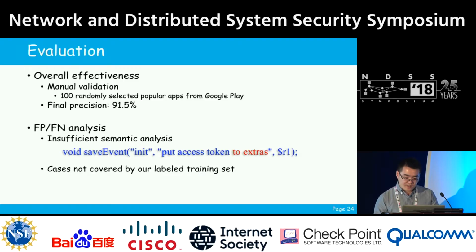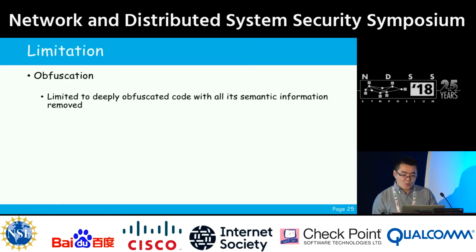For false negatives, some cases were not covered by our label training set. For example, the gender represented by an integer value. Such a limitation can be further improved by employing more training data for the classifier. Here, we will talk more about the limitation of our approach. The design of ClueFinder is limited to deeply obfuscated code, if all semantic information were removed from the decompiled app code. However, this does not mean ClueFinder cannot tolerate any obfuscation.